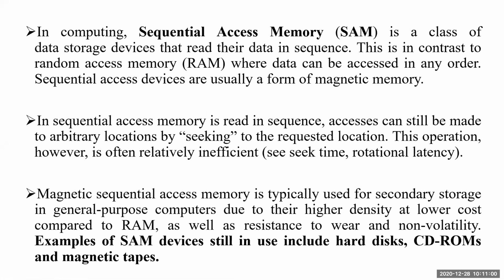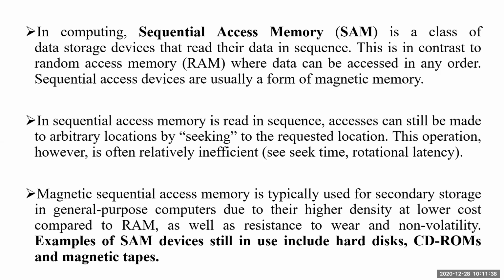Sequential access memory, or serial access memory, is in contrast to RAM, where data can be accessed in any order. In RAM, if you want to fetch data from memory, an address is specified and you fetch the data directly from the location you want. In that memory, one address will be there, and you fetch a particular location's data directly with the help of RAM.